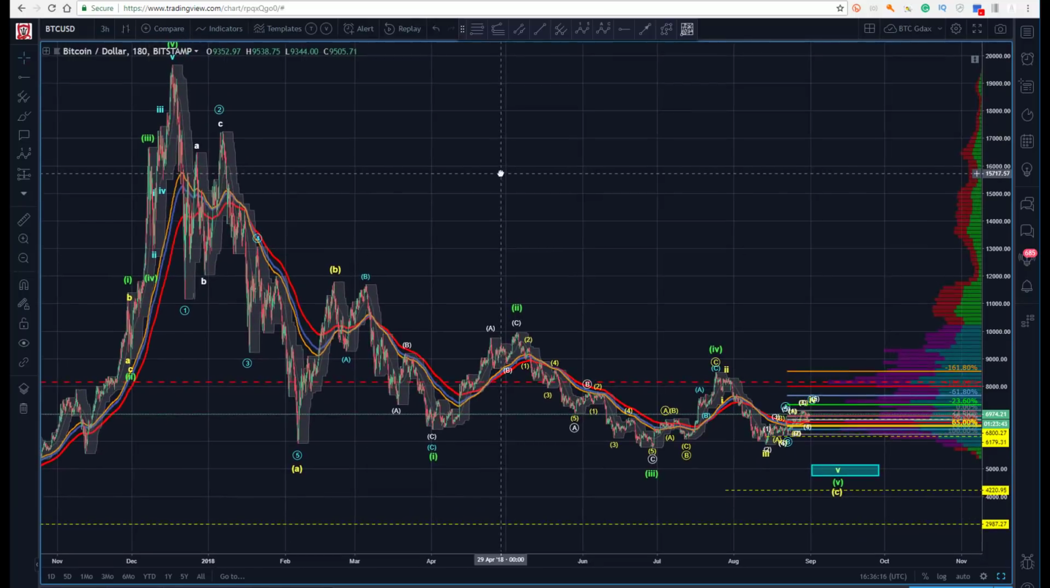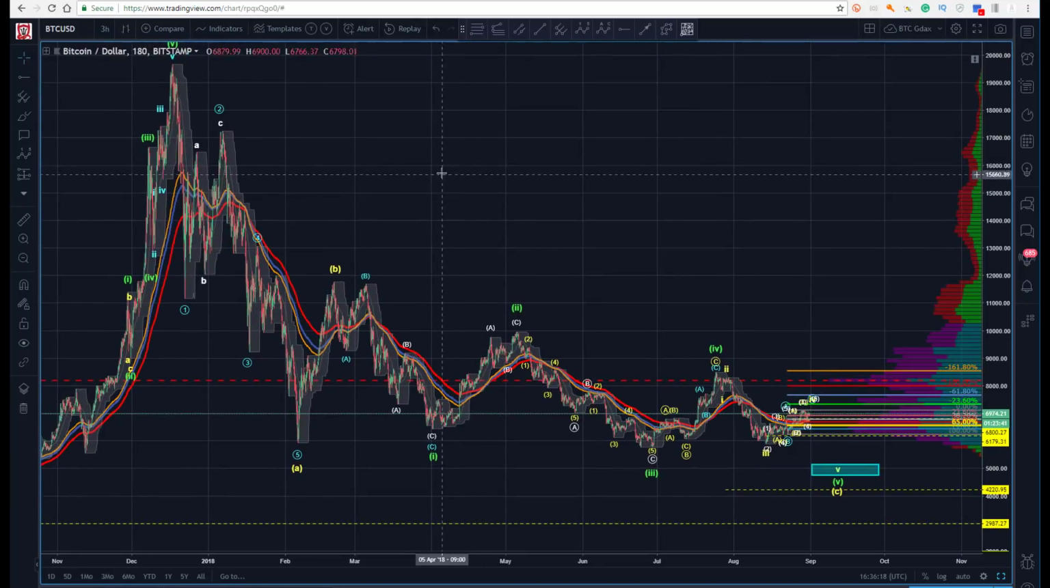Now, this is the count that I have currently. I'm not in love with it. There is no count that just is an absolute aha. But this count has the potential to play out and be realized. But there's other ways this could be counted. This is an attempt to really just try and simplify it here.